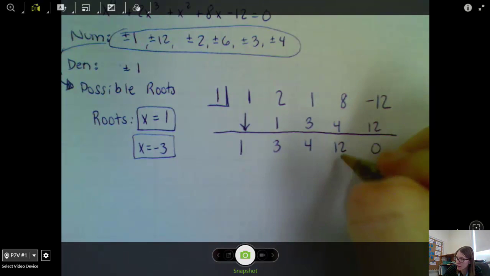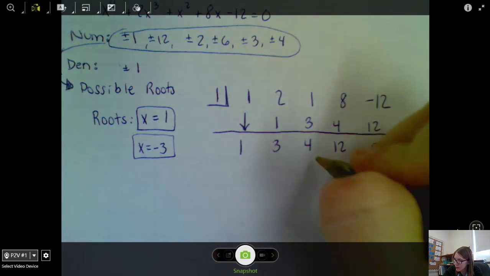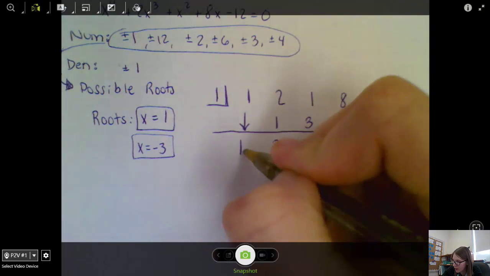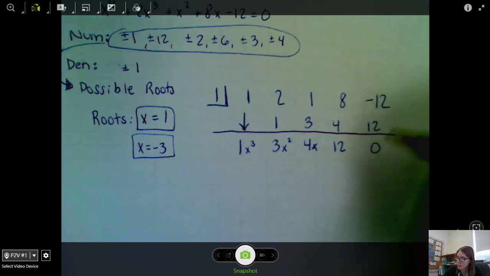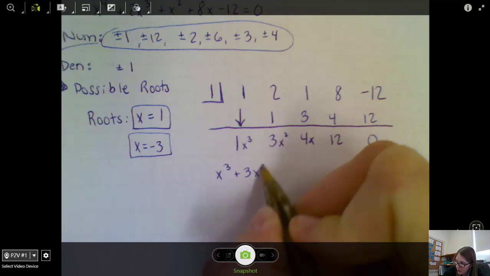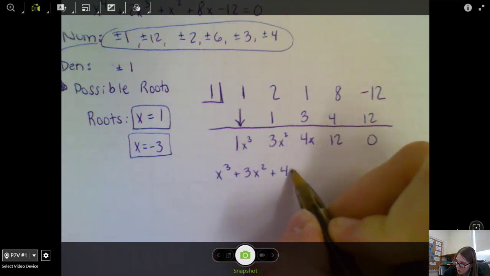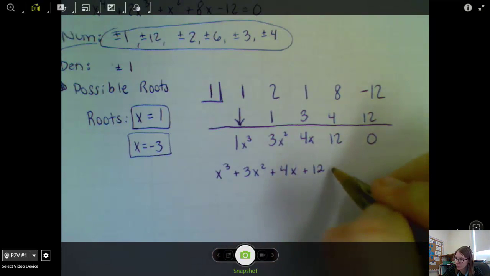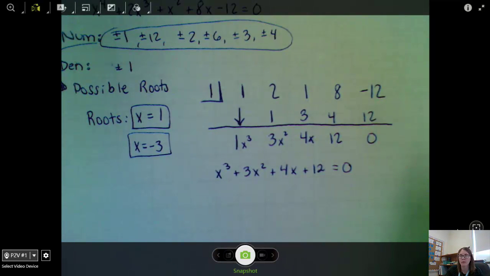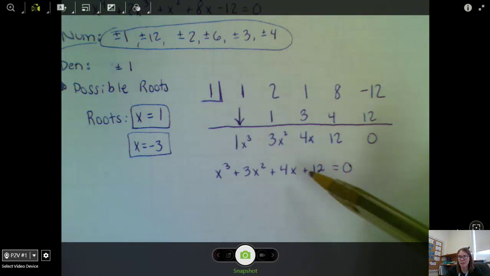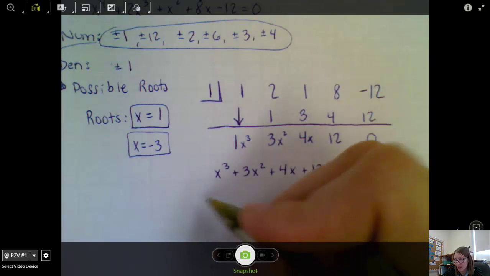And that's our remainder. These are our 1s. These are our x's. X squared, x cubed. So I end up with x cubed plus 3x squared plus 4x plus 12, which gives me 4 terms. We know how to solve this algebraically. We can factor by grouping. Let's see if it works.